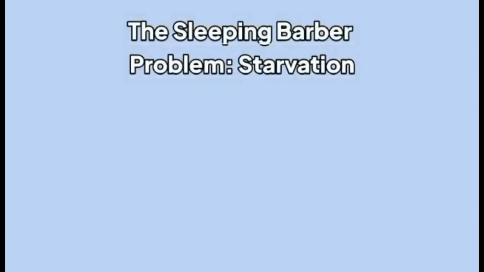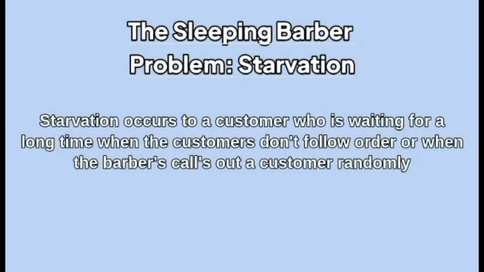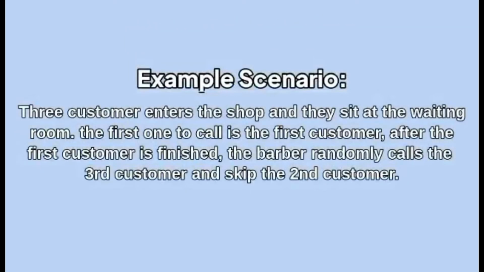The sleeping barber problem: starvation. Starvation occurs when a customer waits for a long time because customers don't follow an order, or when the barber calls out a customer randomly. Example scenario: three customers enter the shop and sit in the waiting room, and the first one called is the first customer. After the first customer is finished, the barber randomly calls the third customer and skips the second customer.